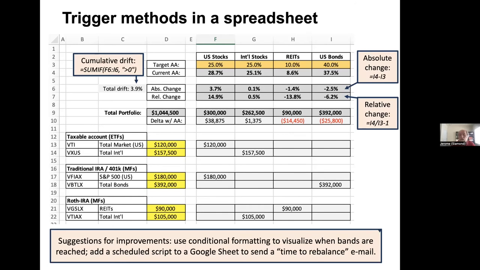So I do use a spreadsheet a little bit like that. I added conditional formatting, and I even went as far as adding a scheduled script, something that runs in the background every 4 hours, and then it sends me a time-to-rebalance email whenever one of my rebalancing bands is exceeded. So you might think that I'm too much of a nerd here. I am. Again, rebalancing once a year is perfectly fine, but personally, that just makes me feel better to react relatively quickly when my asset allocation is getting too much out of whack. It's purely behavioral.